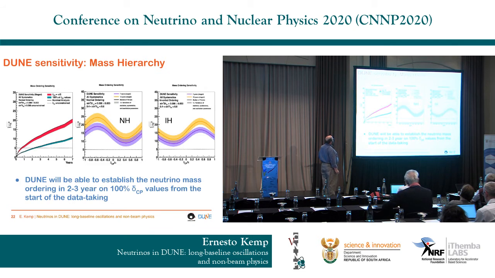And for the sensitivities, here we can see the mass hierarchy sensitivity. This is for a very favorable value of delta CP violation, showing that we can reach 5 sigma of significance in 1 year of exposure. And this green band shows 100% of different values of delta CP. So in 2.5 years, it's possible to reach a very significant discrimination of the mass ordering.